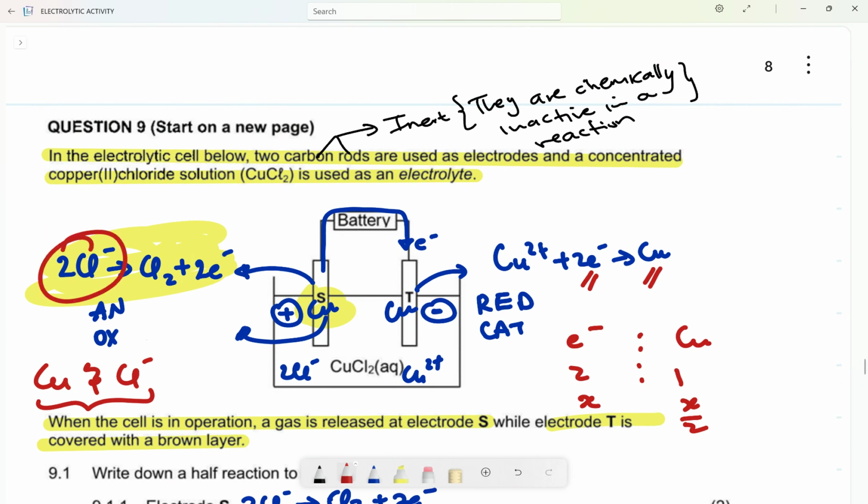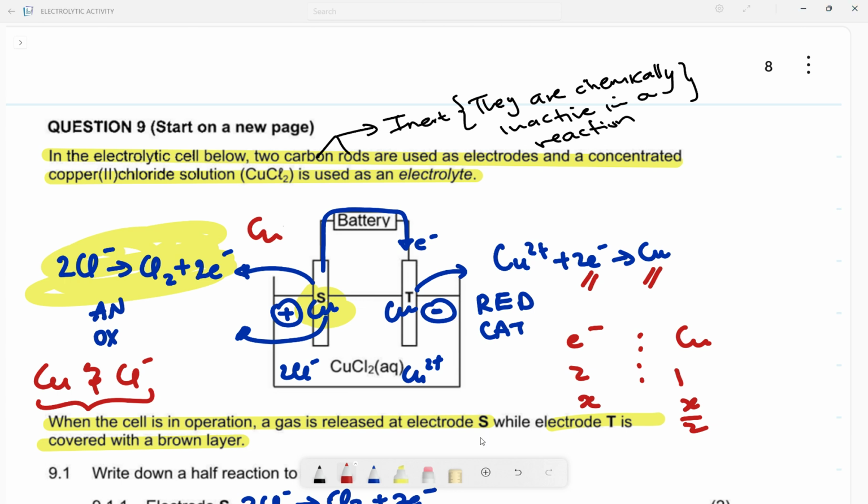Remember, initially it was Cl minus with an inert carbon. The carbon does not react, hence the Cl minus was free to do whatever it does. But now it has Cu, which is chemically active. Again, remember I said we use carbon because they are chemically inactive. So copper is chemically active. So now between copper and Cl minus, which one is going to be a stronger reducing agent?